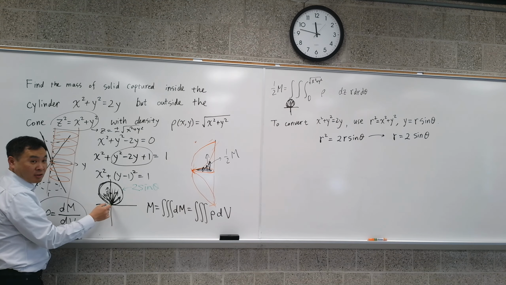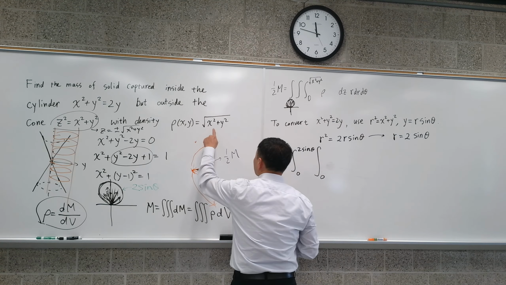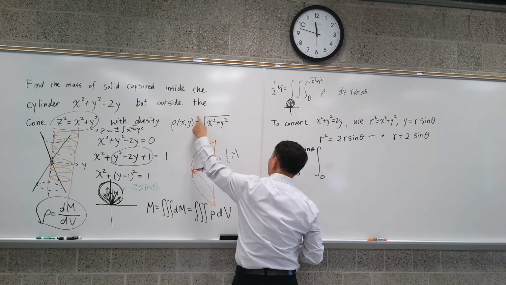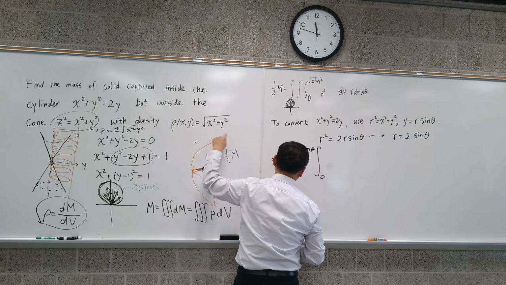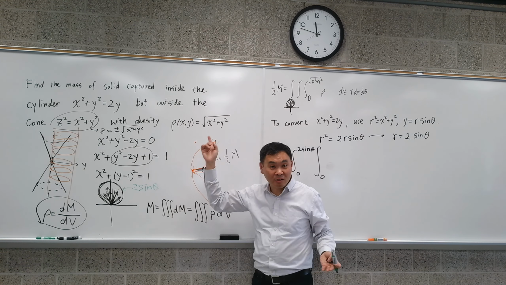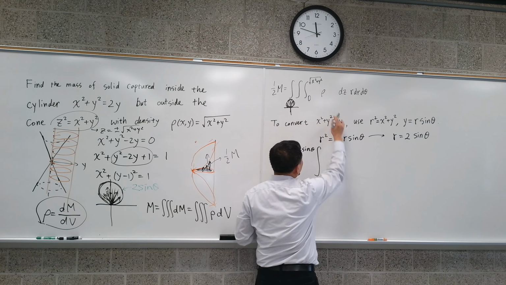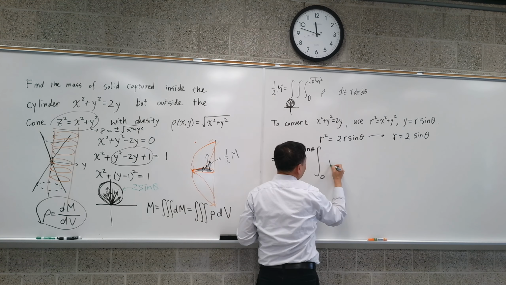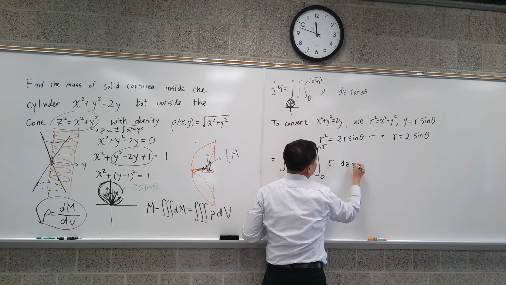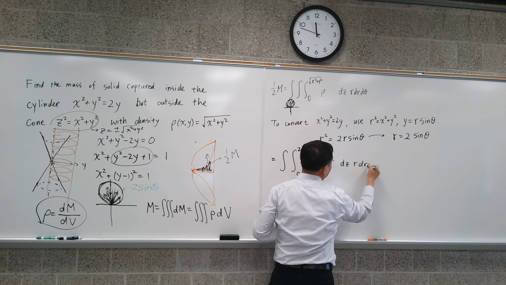Okay, so here's another problem. We need to convert this to r and theta. What does this one become if you write in terms of r and theta? Well, the thing inside is r squared, right? So if you take the square root, you get r. So rho is going to be the same as r. This one also will be r. Okay, and then you get dz. And then r dr d theta.